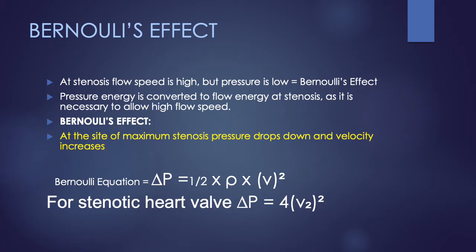So at the stenosis, flow speed is high, but pressure is low. That's Bernoulli's effect. Pressure energy is converted to flow energy at the stenosis, as it is necessary to allow high flow speed. Bernoulli's effect, again, could be a test question. At the site of maximum stenosis, pressure drops down and velocity increases.